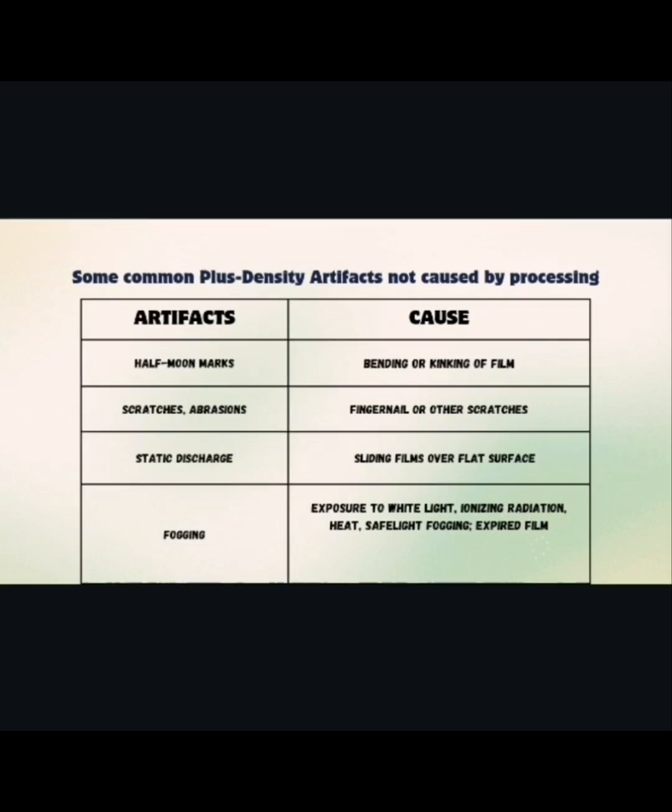Half moon marks. The cause is a bending or kinking of the film. An example here is when we are loading and unloading film in the cassette, the film gets pinched. And when the fingernail is pressed into the film, it causes half moon marks.